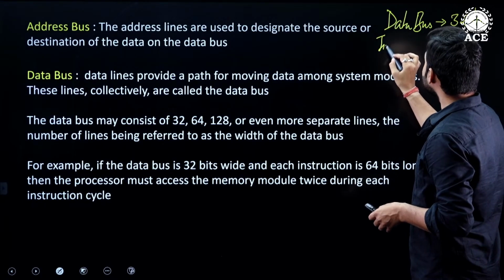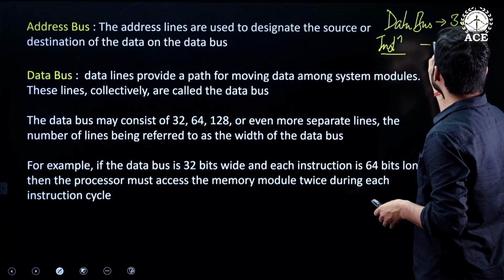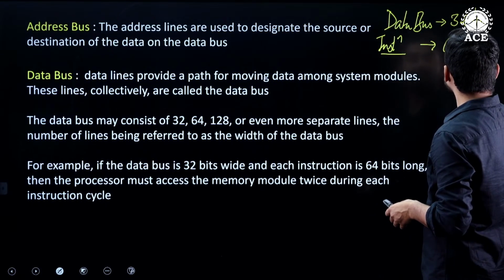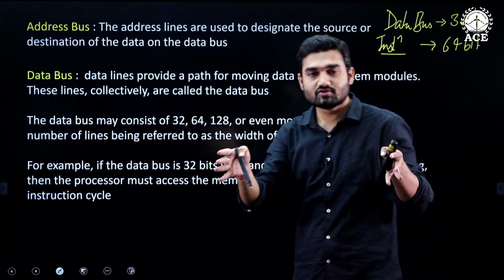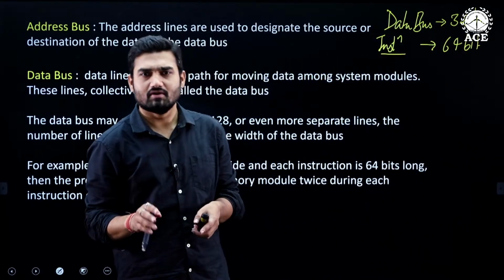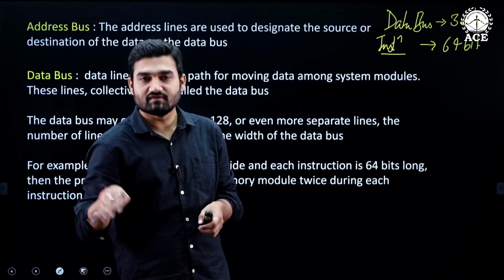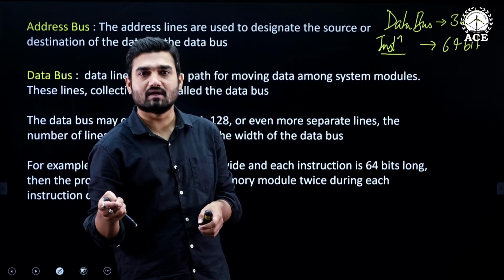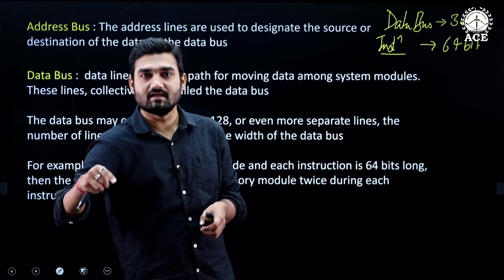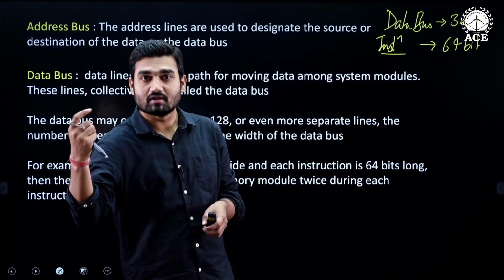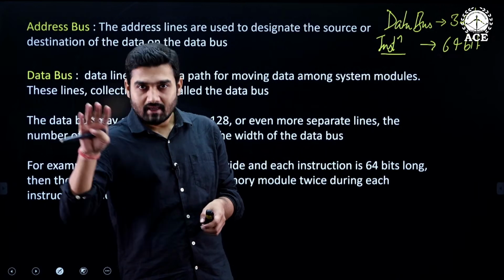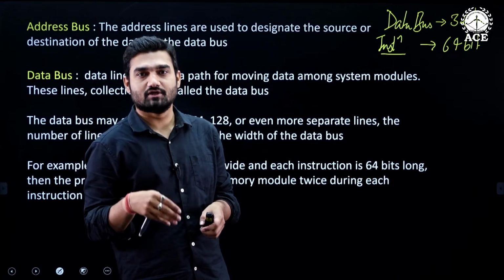But your instruction size is 64-bit. That literally means your instruction is going to be stored in 64 bits. Now can you tell me, will 64 bits come at a time? No, at a time it won't come. So within an instruction cycle, we need to access the memory module twice. The first time 32-bit, next time 32-bit.